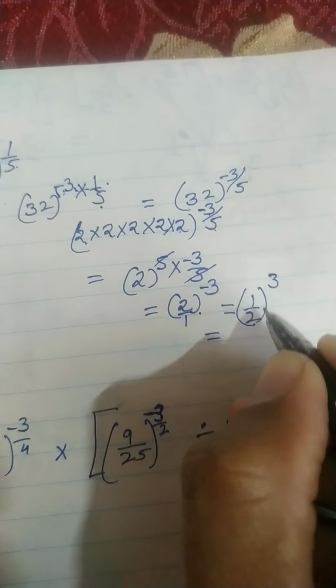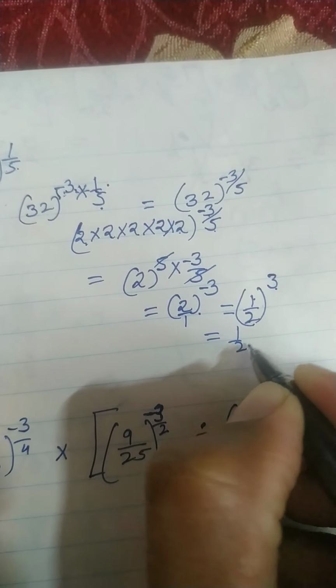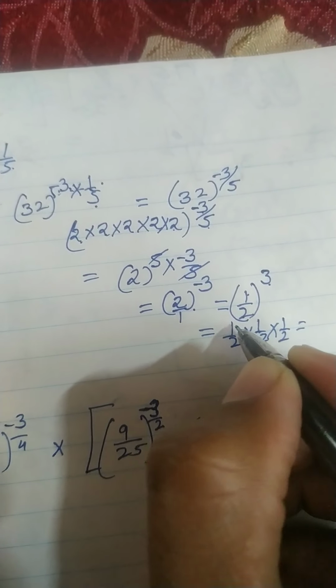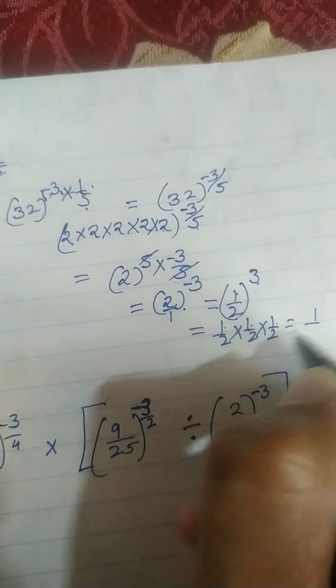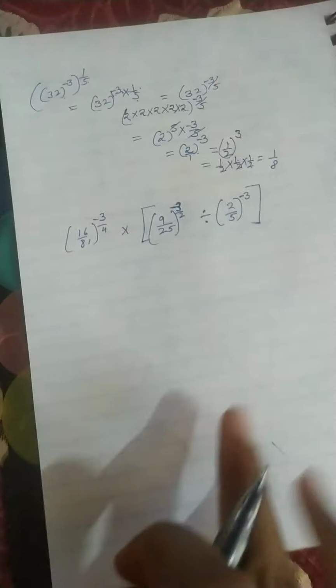Now you have to write 1 by 2. How many times? 3 times. 1 by 2, 1 by 2, 1 by 2. It is 1 times 1 times 1, and 2 twos are 4, 2 fours are 8. So the answer is 1 over 8. Now come to the next.